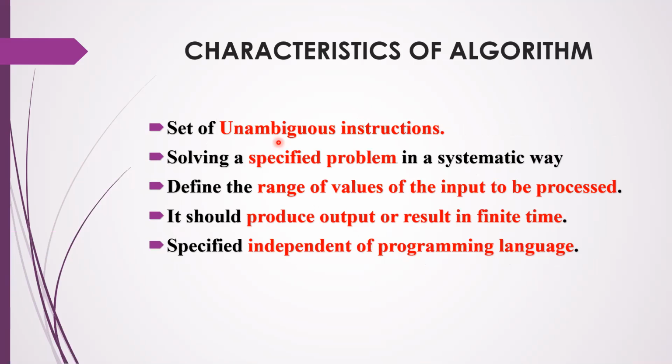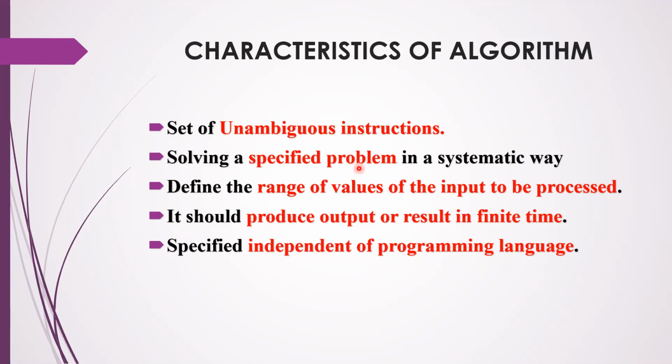One is it consists of a set of unambiguous instructions. That is, each step in an algorithm is specific to one step. It does not consist of many steps or a mix of steps in a single step. It is very clear and distinct. So it is an unambiguous instruction.